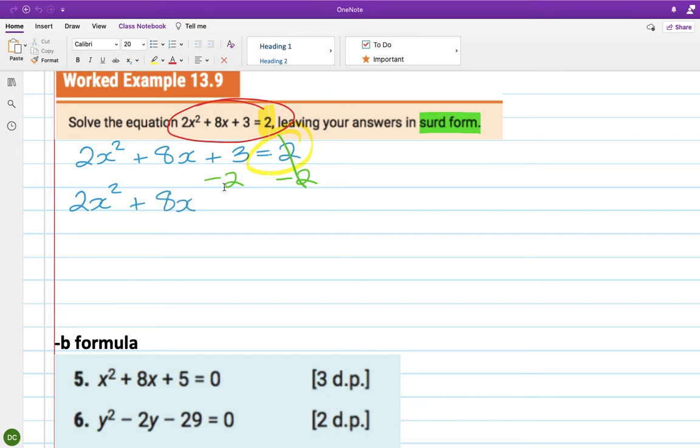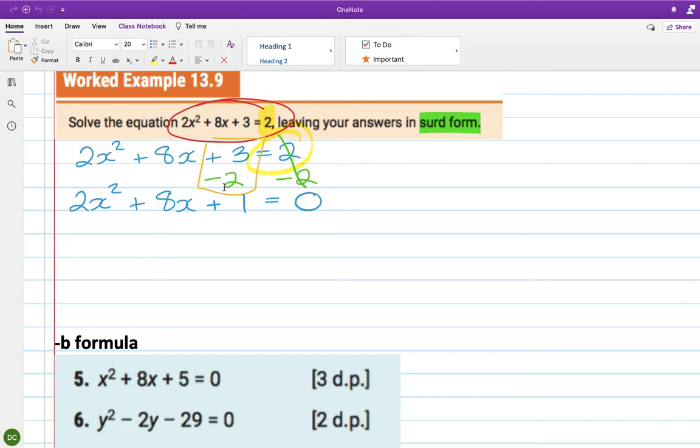Now, these two here are from the same family, as in they're both constants. Neither of them have an x, neither of them have an x squared. So they can be added and subtracted. So I can do that little sum. 3 minus 2 is 1. And then I'm left with nothing on the far side.